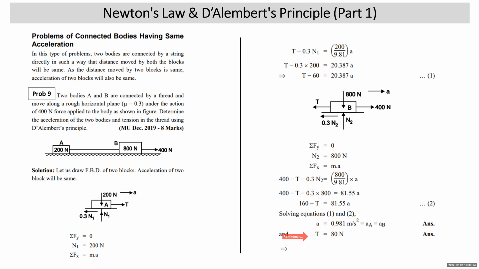As the acceleration of the two blocks is the same, we can say that A is 0.981 meter per second square. That is nothing but the acceleration of block A as well as the acceleration of block B. By looking at the diagram only, we understood that the acceleration of the two blocks will be the same. How did we understand that? Because during the motion, the distance traveled by the two blocks will be the same. If the distance traveled is the same, that means the acceleration of the two blocks will be the same.